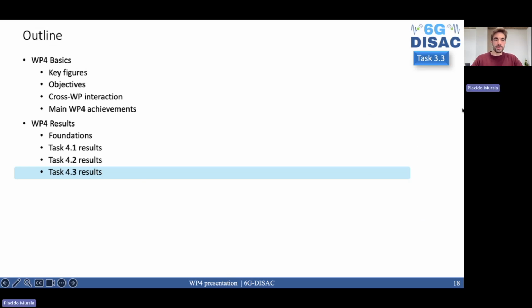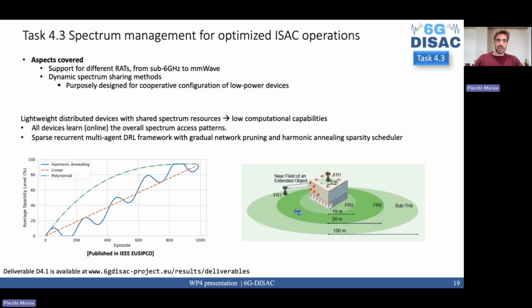Finally, we can move to results on the third task, which is about spectrum management for optimized ISAC operations. Here, the main aspects covered are the support for different radio access technologies, ranging from sub-6 GHz to millimeter wave, and a dynamic spectrum sharing method, which means a spectrum allocation which is not fixed in time, but is dynamically updated depending on instantaneous requirements.